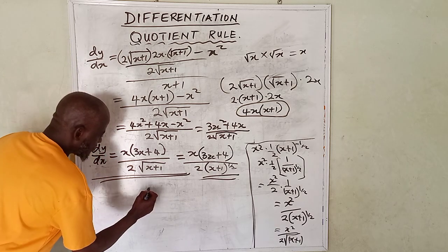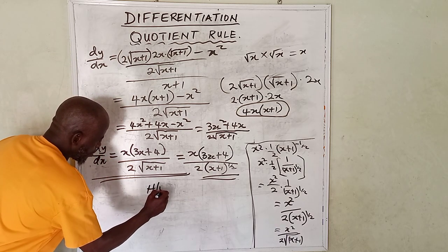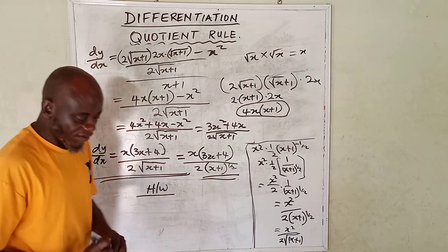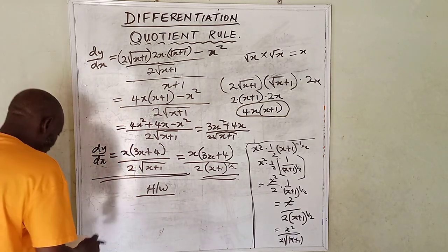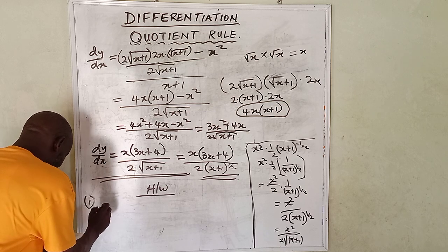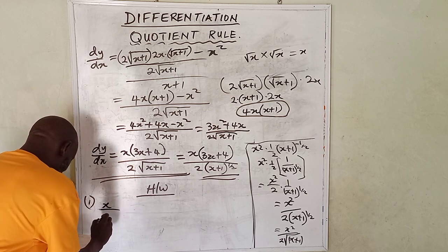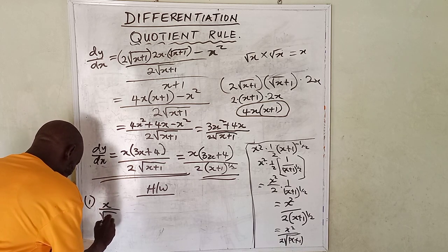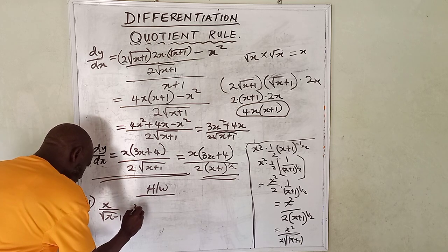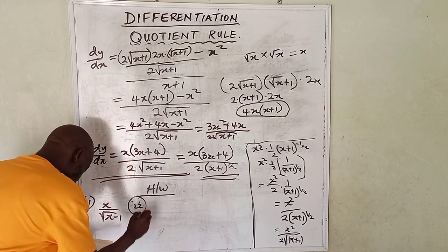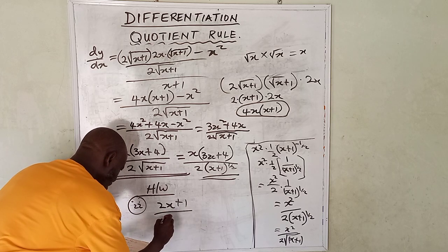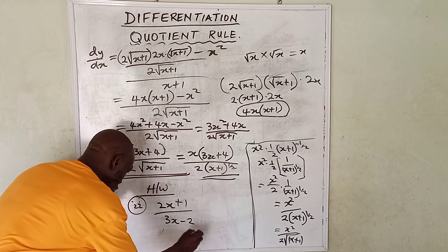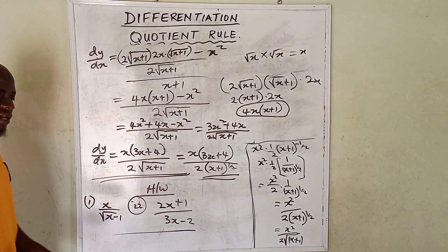Now, assignment or take-home homework. So I'll give you 2 questions for you to go over. You can go over any textbook. So you can do this as your assignment. x all over root x minus 1. Then the second question, 2x plus 1 all over 3x minus 2. So do this as your assignment.